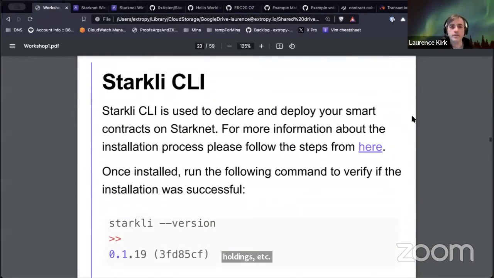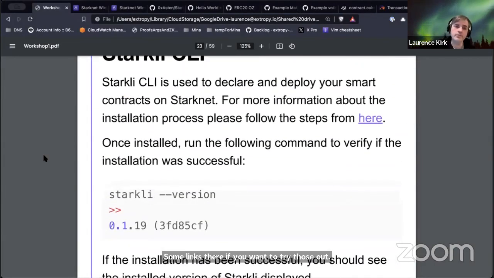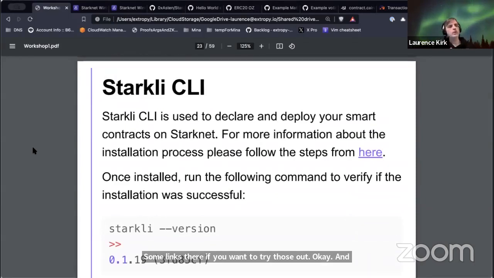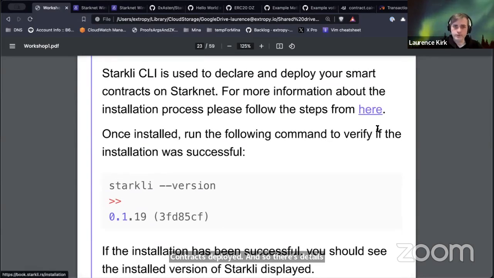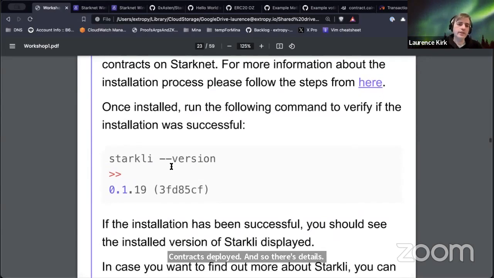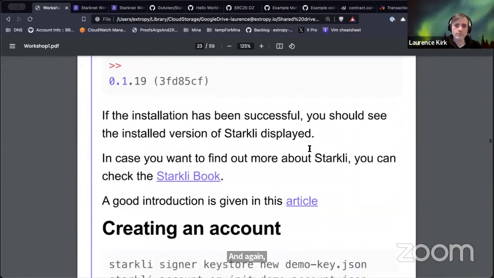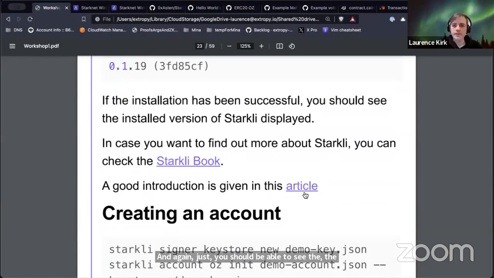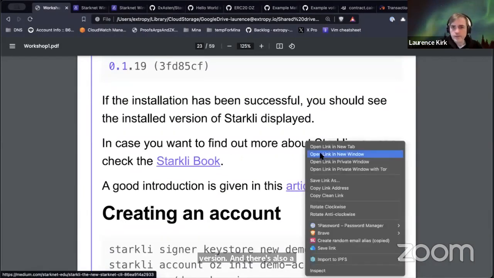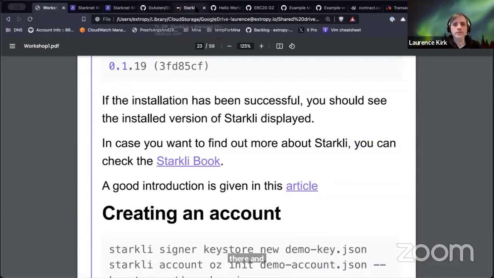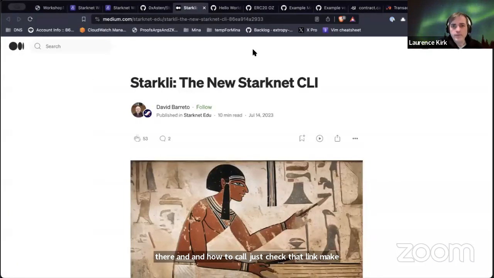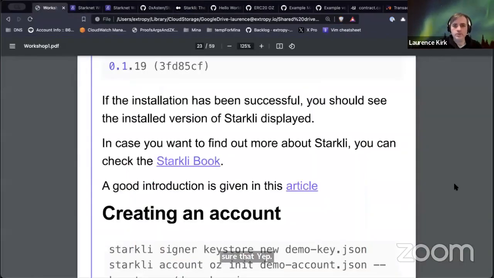Okay. Starkli, this is a tool that you can use to interact with the blockchain and get your contracts deployed. So there are details to install it given there, and again, you should be able to see the version. There's also a good book about it linked there, and an article. Just check that link. That's relatively recent. So there's an article about it also.